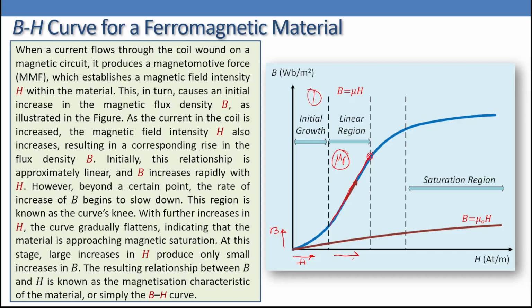So after this point, B starts to slow down. It's not going to continue linear like this one. As H increases, B starts to drop. And that one is called the knee of the curve, region number 3. We call it the knee of the curve.